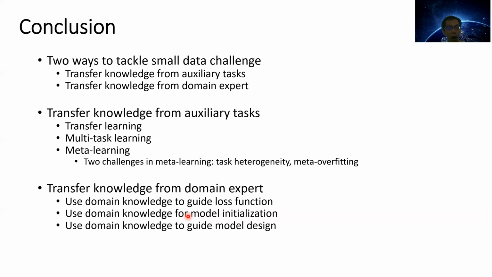In particular, the approaches covered in this tutorial mainly fall into two categories: one is to transfer knowledge from auxiliary tasks, and the other is to transfer knowledge from domain experts. Basically, the idea is quite simple. If we don't have sufficient information from our training data, then we have to take it from somewhere else, either from auxiliary relevant tasks, or from accumulated knowledge in specific domains. For the first topic, transferring knowledge from auxiliary tasks, we covered three different methods: transfer learning, multitask learning, and meta learning. In meta learning, we also covered two major challenges: task heterogeneity and meta overfitting.